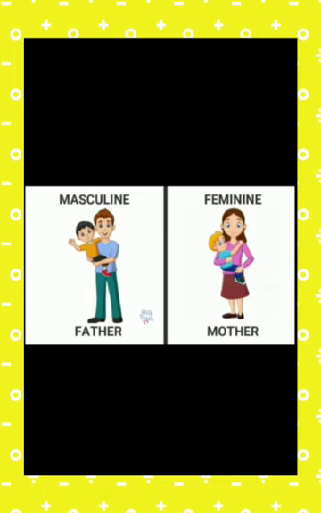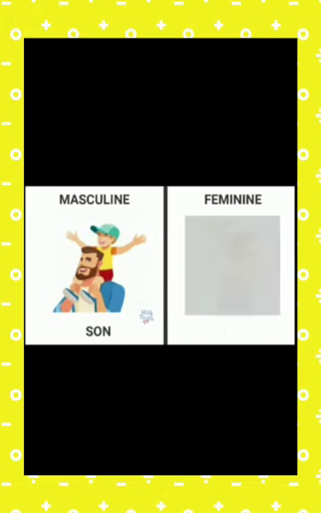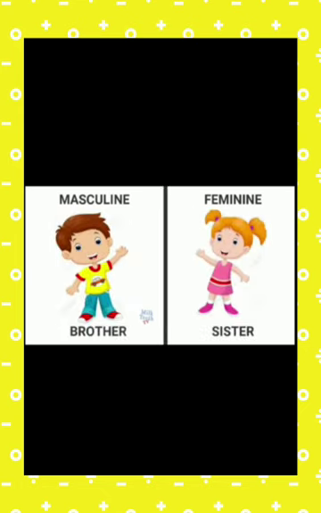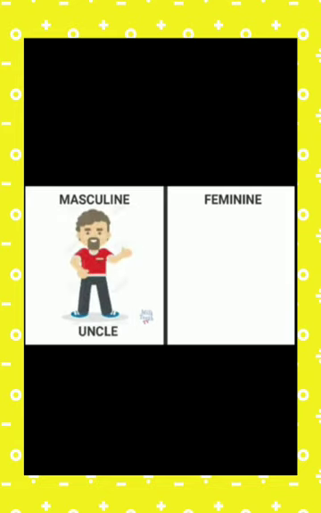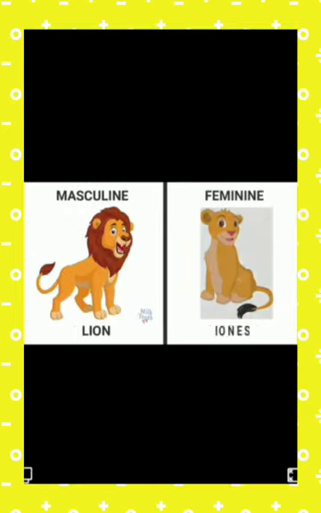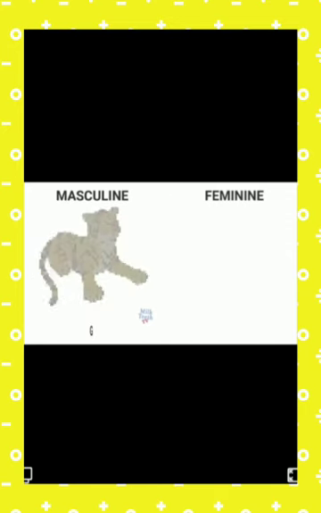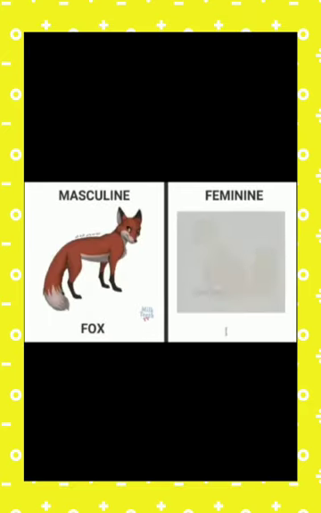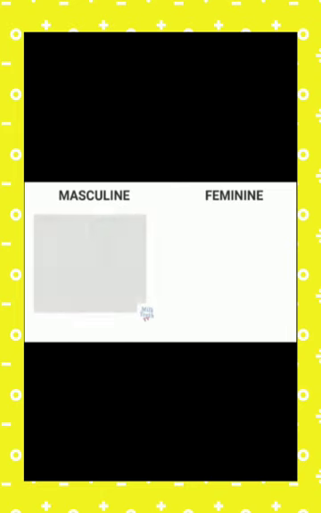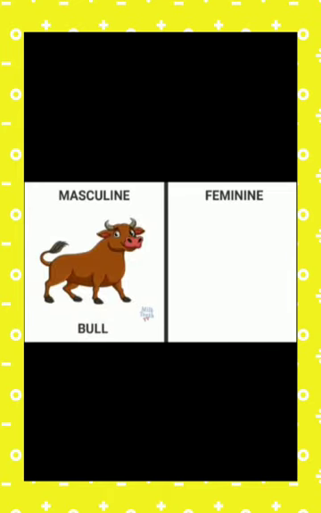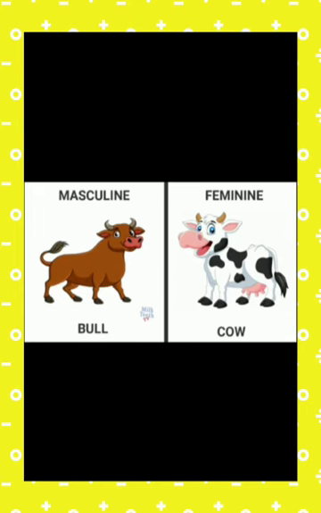Father, mother. Son, daughter. Brother, sister. Uncle, aunt. Nephew, niece. Lion, lioness. Tiger, tigress. Fox, vixen. Drake, duck. Bull, cow. Thank you.